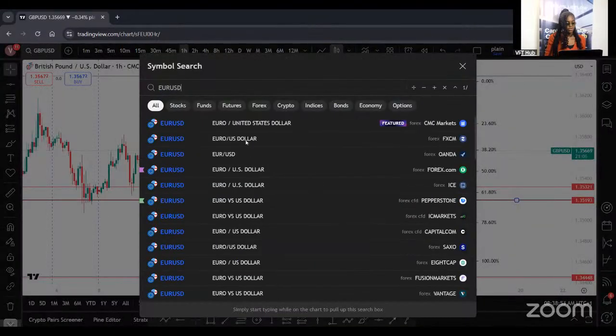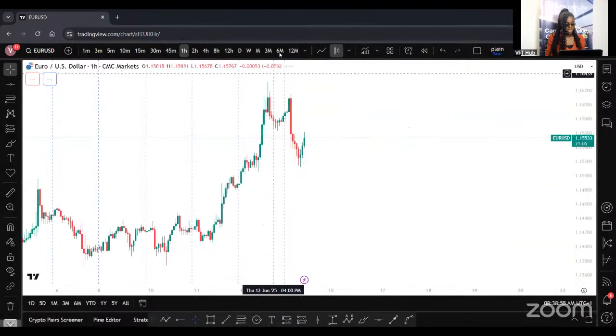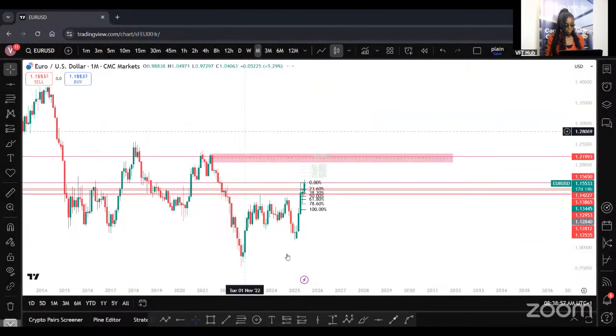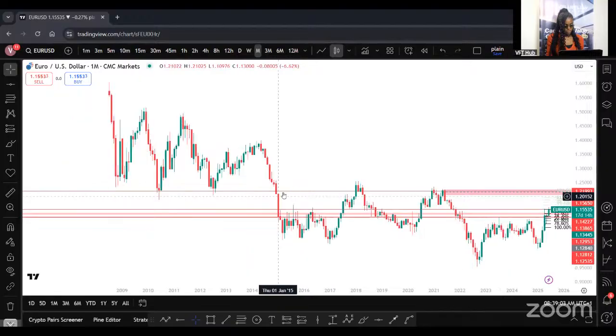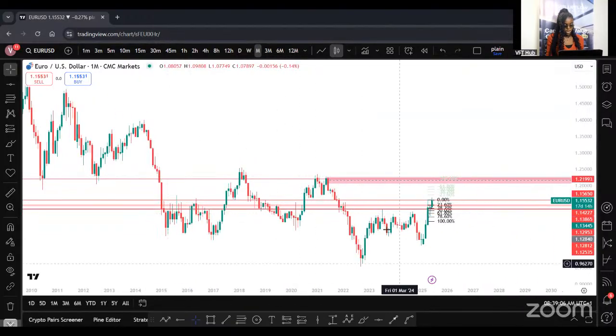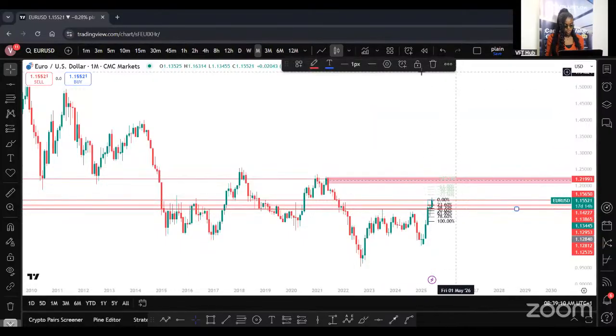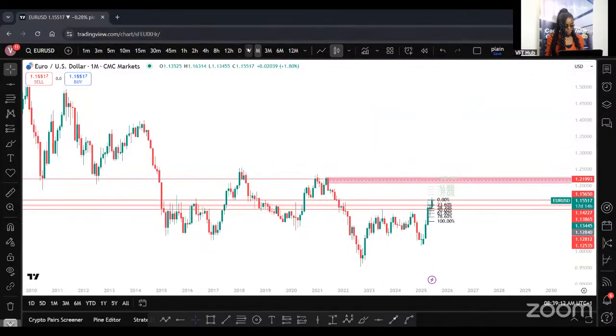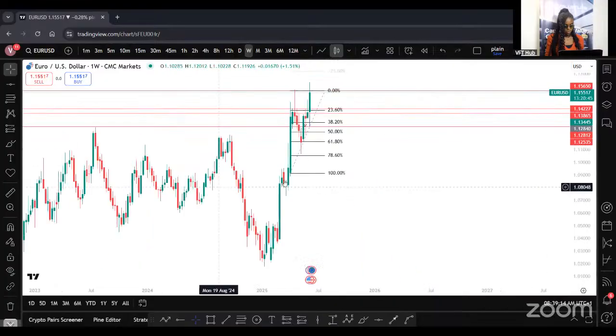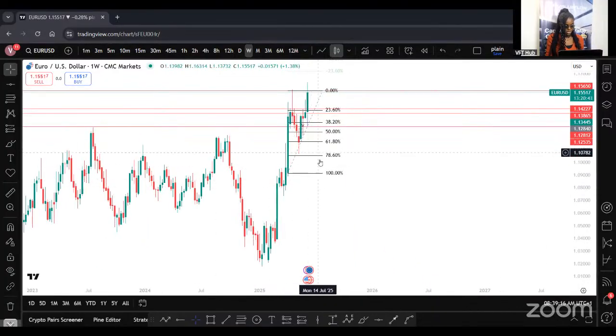Down to Euro USD. On Euro USD, the monthly time frame, overall, we're seeing the direction is to the downside. All we've seen here is a super visibility all the way to the upside and down to the weekly time frame. On the weekly time frame, we saw that price retraced into the 78.6% fib level, and all we're seeing is some push to the upside.